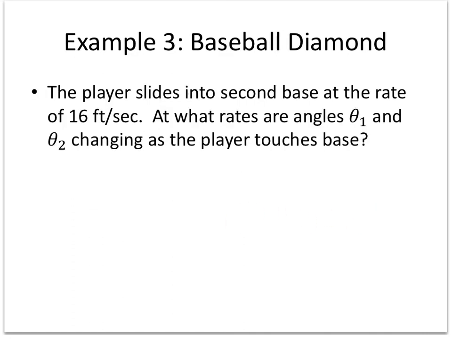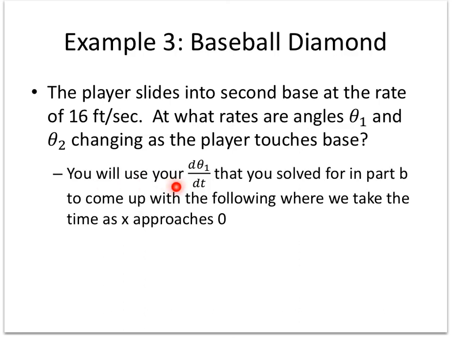All right, will this problem ever end? The player slides now into second base at this rate. At what rate are the angles theta 1 and theta 2 changing as the player touches the base? So now I'm going to use my change, because it's asking me at what rate these are changing. What I'm interested in now is my x approaching 0. Remember what x is. x is how far he is from second base. If he's sliding into second base, when he reaches second base, my x value is 0.